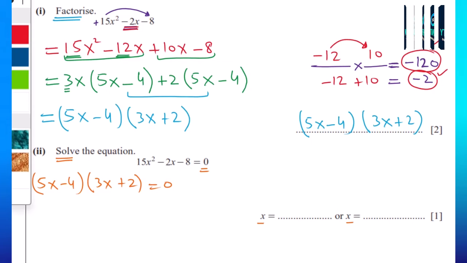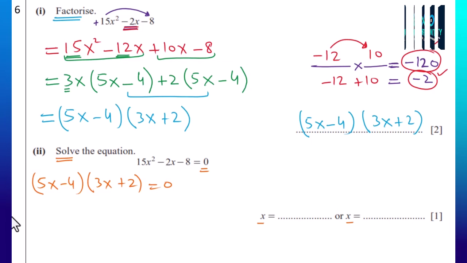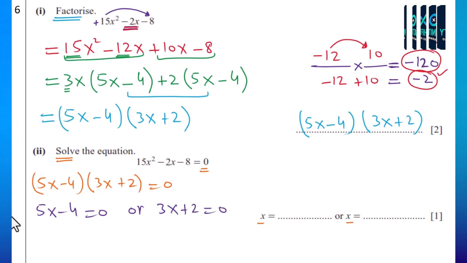It means either the first factor equal to 0 or the second factor equal to 0. 5x minus 4 equal to 0 or 3x plus 2 equal to 0. From here, when you shift negative 4 to the other side, it will become positive 4.